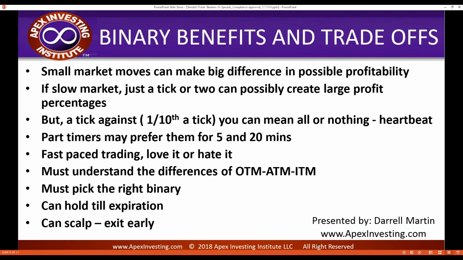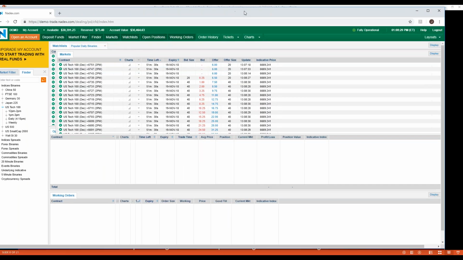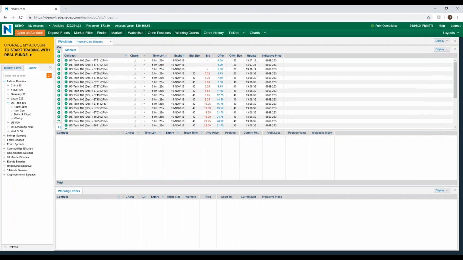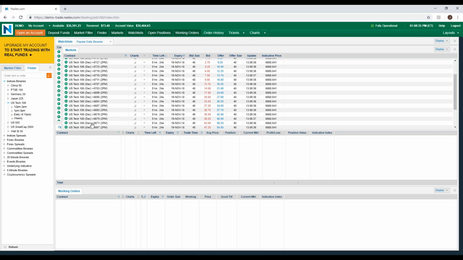So let's talk about the benefits of a binary, okay? And like I said, we're not going to get into a ton of basics here, but what is a binary? Well, it's simply just a statement, right?